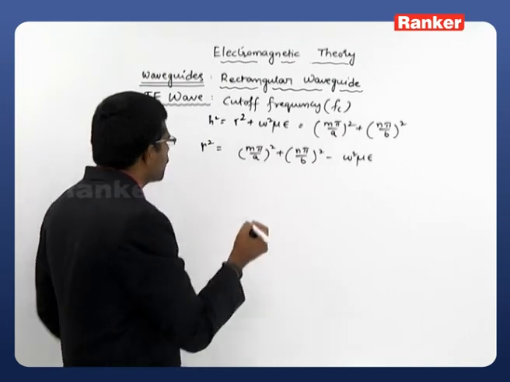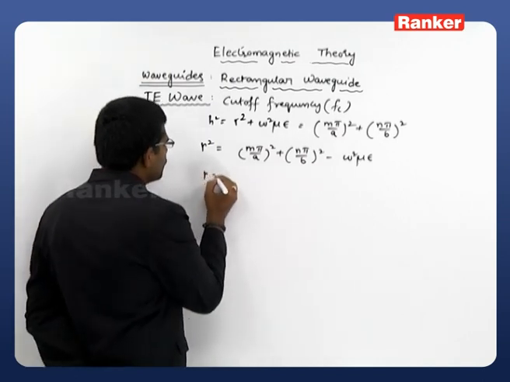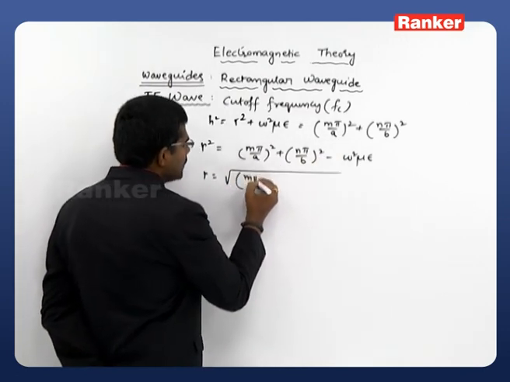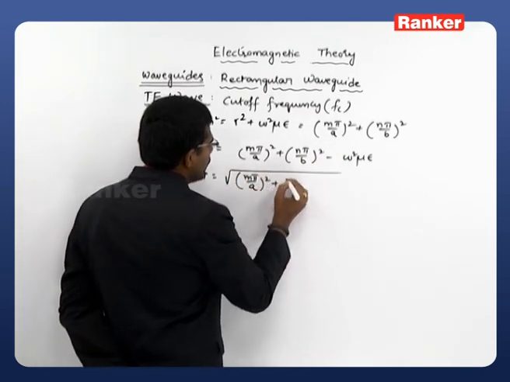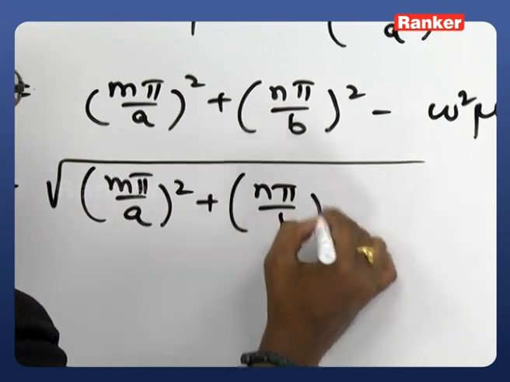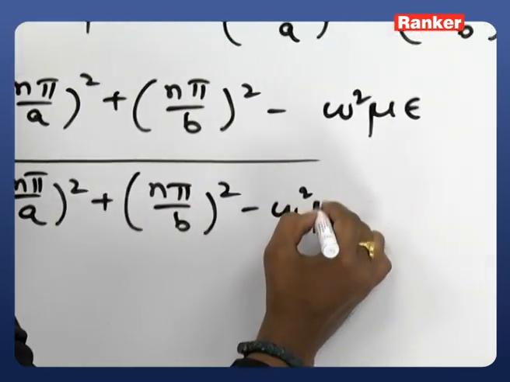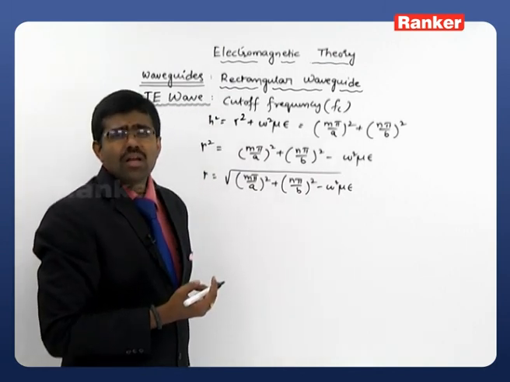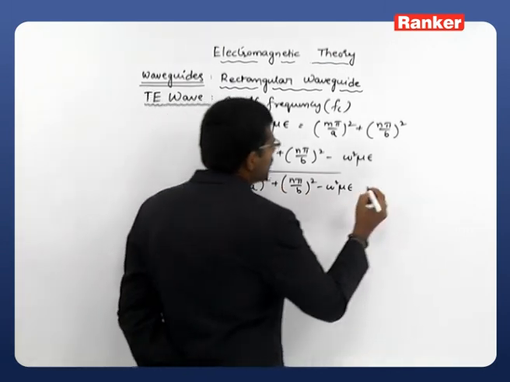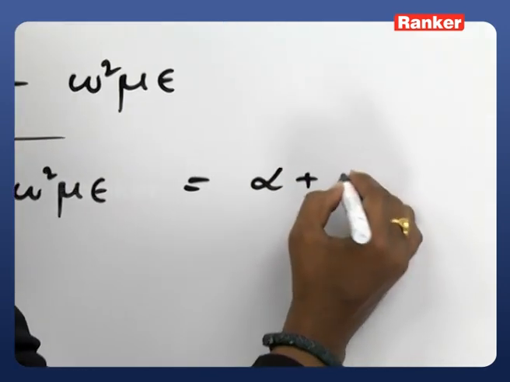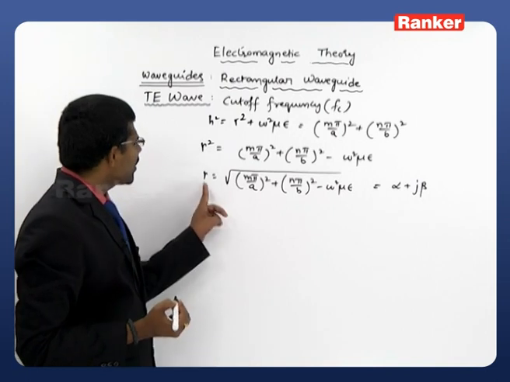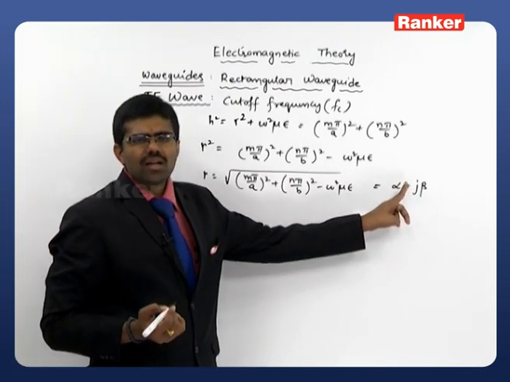Now gamma can be written as the square root of this entire term, that is, the square root of (m pi by a) whole square plus (n pi by b) whole square minus omega square mu epsilon. But what is gamma here? Gamma is clearly the propagation constant. The propagation constant is a combination of attenuation factor alpha and phase constant beta. So this gamma can be written as alpha plus j beta.